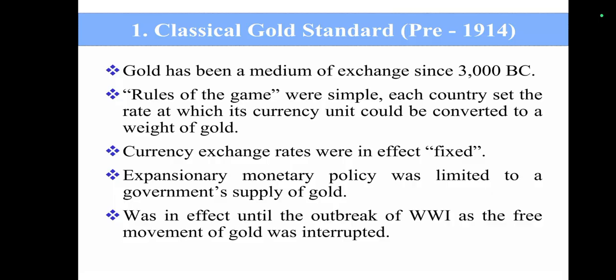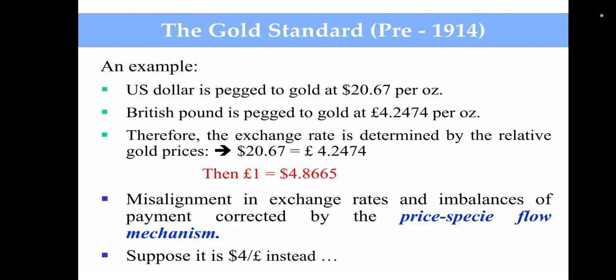Take for example, you can see in the example, the US dollar was pegged to gold at $20.67 per ounce. An ounce is almost 31.1035 grams. For that much, 31.1035 grams, it was around $20.67. This is how the exchange rate was determined.